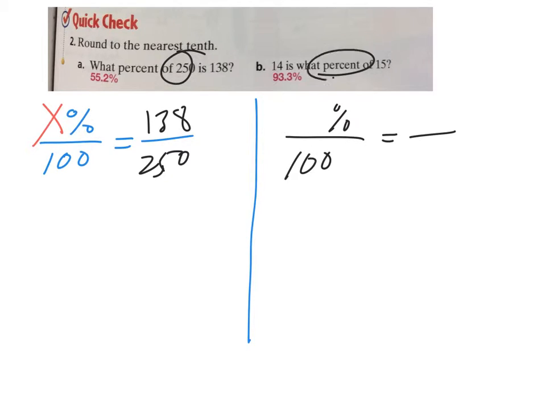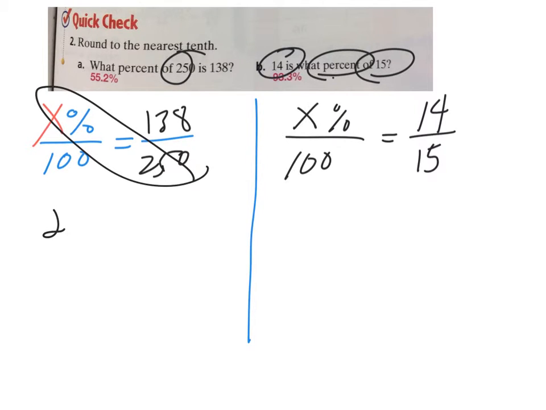Because again, that whole point is 100 always here, percent here. And again, what percent? So we're missing that, so the x goes with it. The of, the whole, the 15 goes here. The is, the part, 14 goes here. Now let's go back and do the work on the first one here. So on this cross product right here, we're going to get 250x equals 138 times 100. So add a couple more zeros there, right?